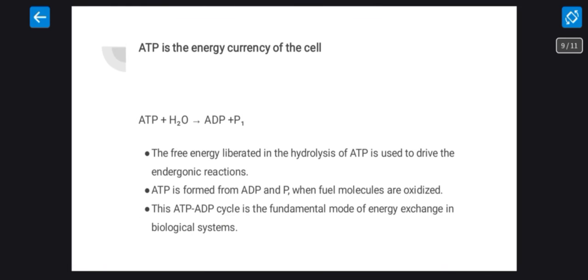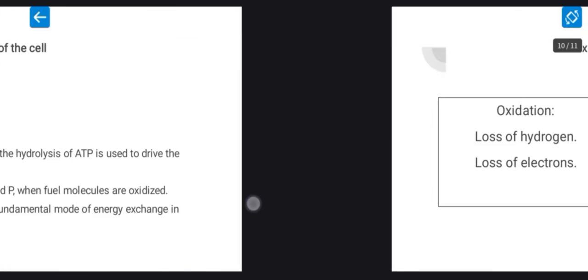And now ATP. ATP is the energy currency of the cell. As we all know, ATP provides energy to each cell of an organism. The free energy liberated in the hydrolysis of ATP is used to drive endergonic reactions. ATP is formed from ADP and P when fuel molecules are oxidized. This ATP-ADP cycle is the fundamental mode of energy exchange in biological systems. This goes on, and therefore we get our energy from ATP.